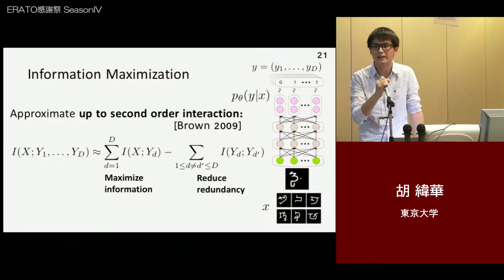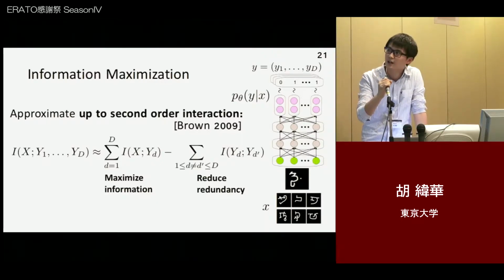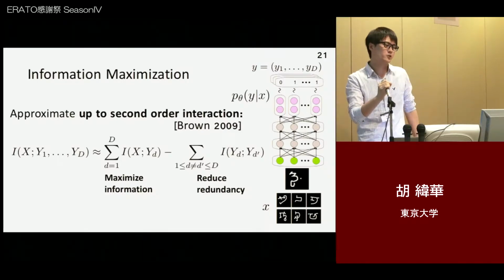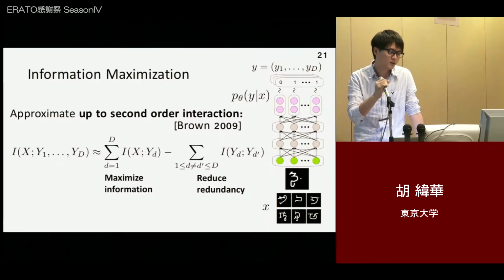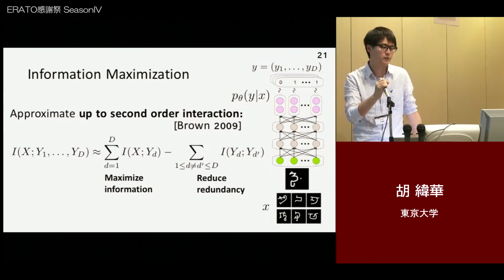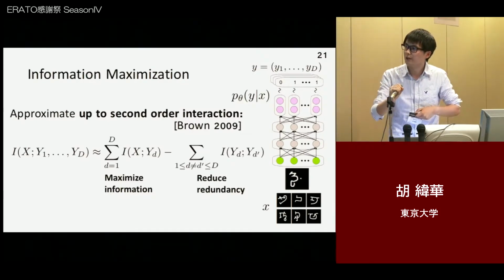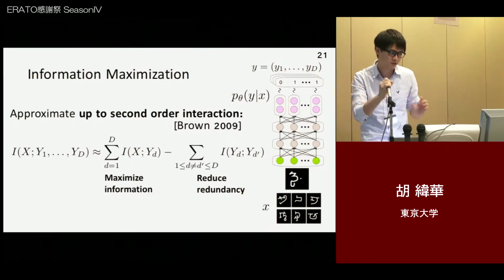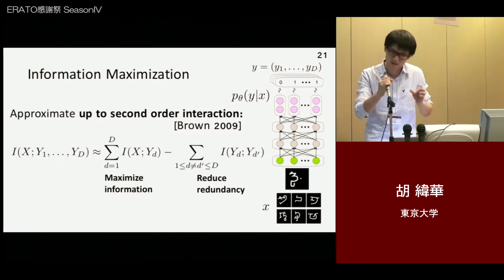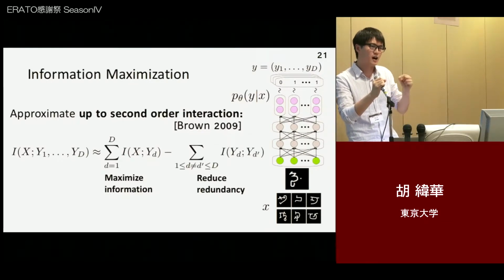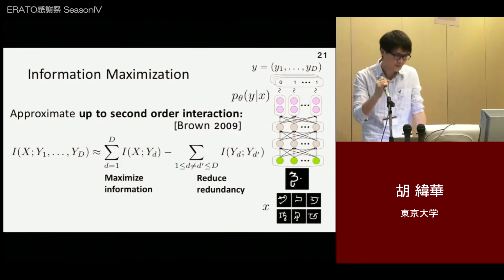And our idea is to approximate this mutual information by the difference between these terms, which is, we approximate the mutual information up to second order interaction of the random variables. In particular, we see that we can decompose this mutual information into two parts. First part basically maximizes the mutual information between input x and each element of output y, and at the same time we try to reduce the mutual information.